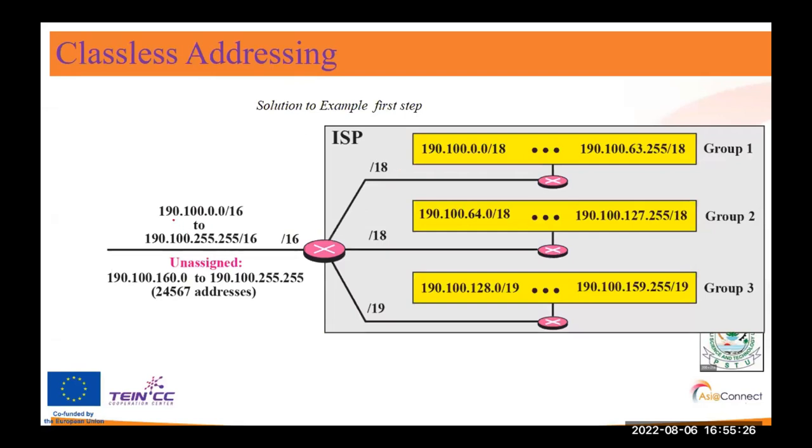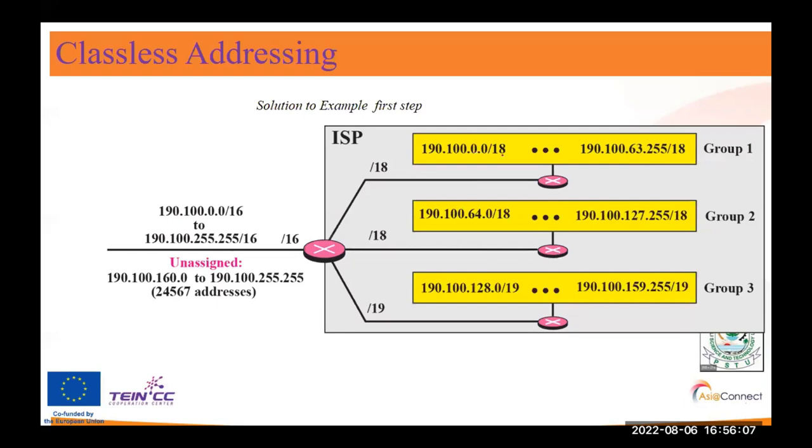Basically, our starting address is 190.100.0.0, and the last address in this block is 190.100.255.255, which we can calculate using the previous step. Okay, so this is the overall ISP provider block. They now divided this network into blocks, and every block has 256 addresses. So the starting address is 190.100.0.0 and for group one, the total addresses are 0 to 64 blocks, because each block has 256 addresses.